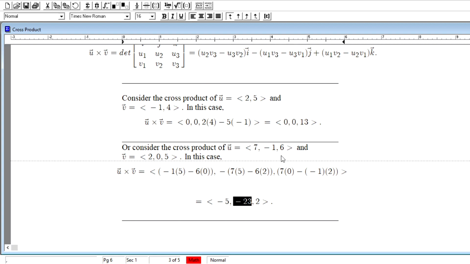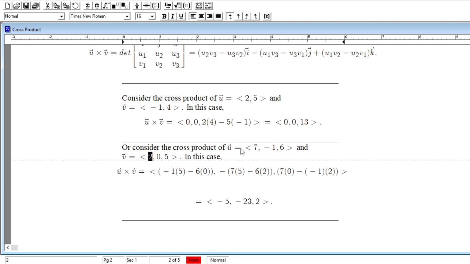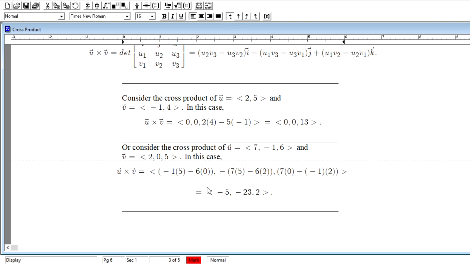And then lastly, the third and final component comes from the first two components of each vector in that crossing pattern. It is going to be 7 times 0, which is 0, minus negative 1 times 2, which is negative 2. So it's 0 minus negative 2, which is 2. That is the cross product calculation there, folks, and it is just following that pattern in its calculation.